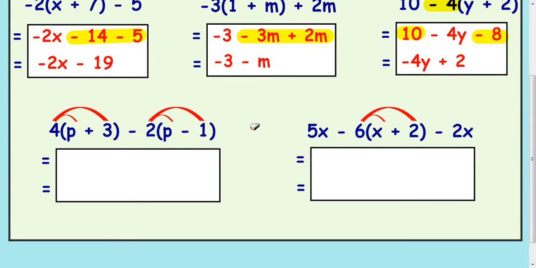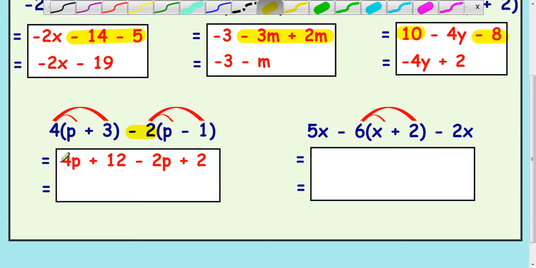Okay, on to the final examples here, more complicated. Multiply the brackets out in this first instance. 4 times p is 4p, 4 times 3 is 12. When multiplying this next bracket out, we need to think of that as a negative 2. I know it says take away, but we think of it as negative 2. So negative 2 times p is negative 2p. Negative 2 times negative 1 is a positive, so plus 2.